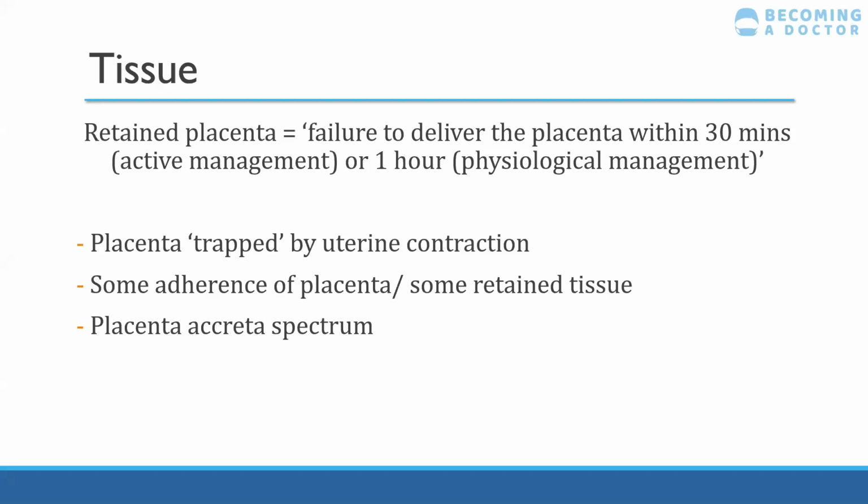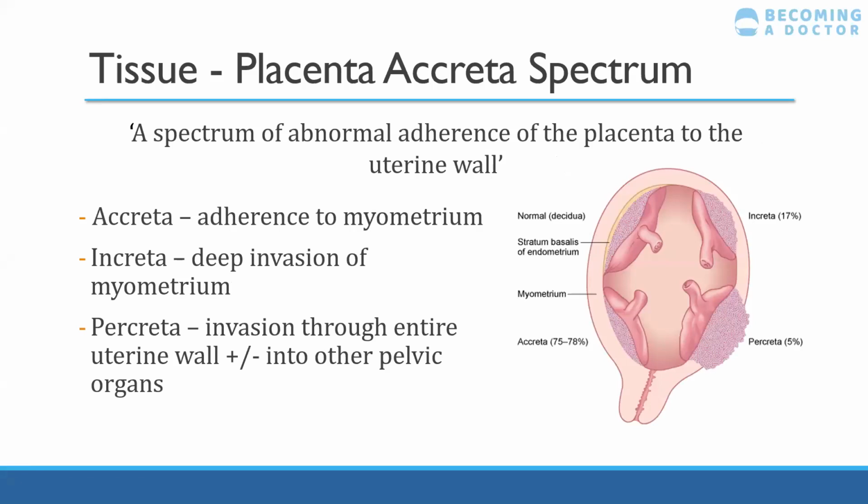And then there's placenta accreta. So placenta accreta is sort of a spectrum of disorders, and it's where the placenta is abnormally adherent to the uterine wall. So there's this full spectrum. So accreta is adherence to the myometrium, which is this picture. Increta is where it's come through into the myometrium. There's deeper invasion, and it can be down to the serosa here. And then percreta is through the serosa, and it can go into other pelvic organs, most likely the bladder.